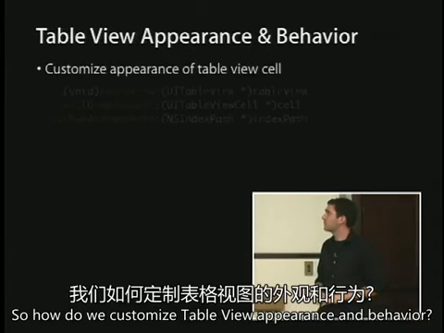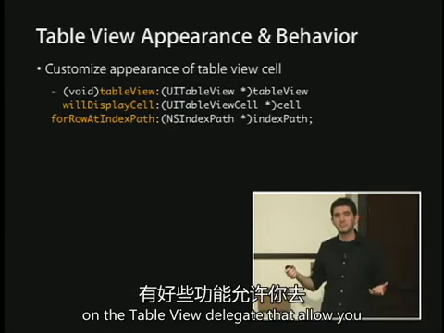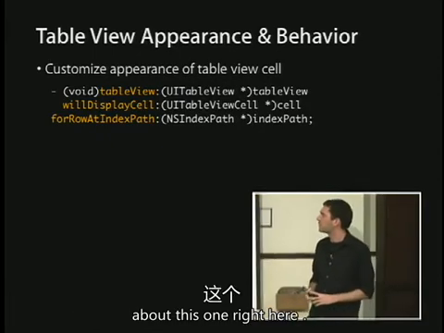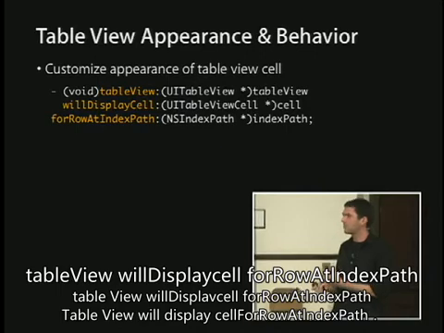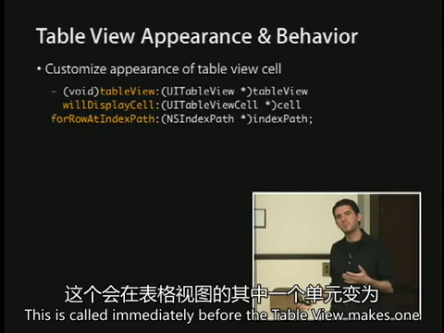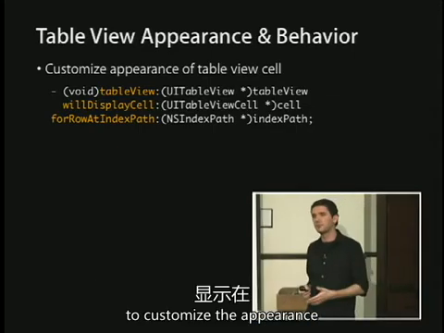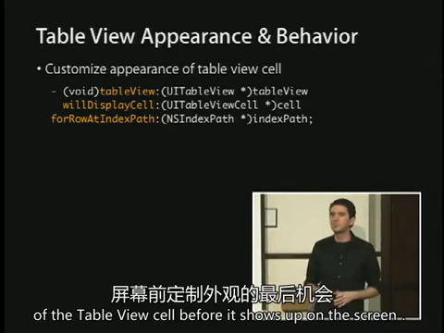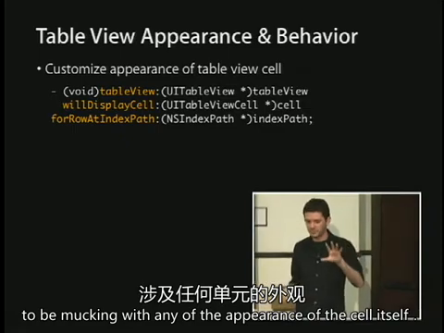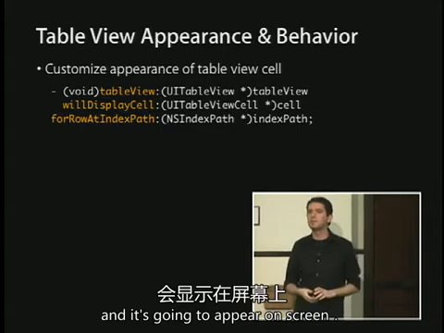So how do we customize table view appearance and behavior? There are quite a few methods on the table view delegate that allow you to do different customizations. We'll just talk about this one right here: tableView:willDisplayCell:forRowAtIndexPath:. This is called immediately before the table view makes one of its cells visible. So it's basically your last opportunity to customize the appearance of the table view cell before it shows up on screen. It's guaranteed that once you've called this, we're not going to be mucking with any of the appearance of the cell itself afterwards. Anything you change in there is going to appear on screen.